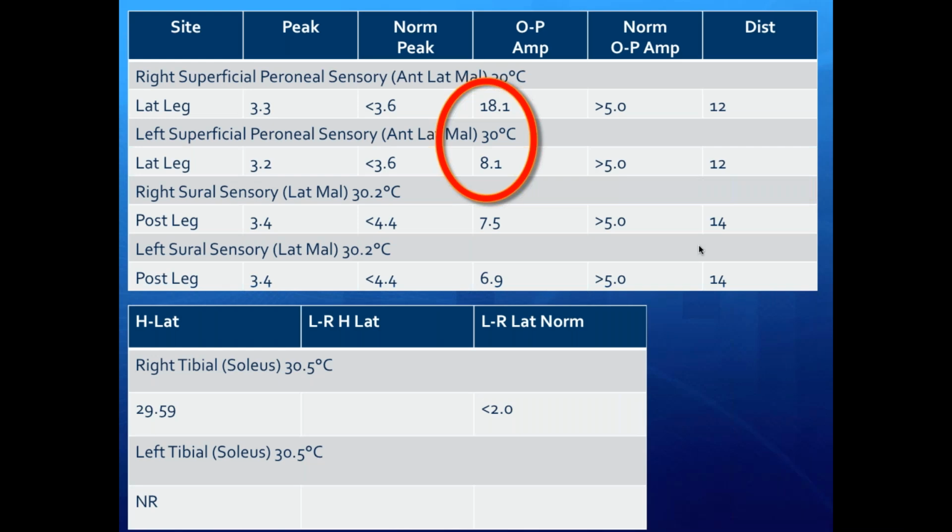And then the other, you also stole my thunder here, but we look at comparing the amplitudes. And we see that there is definitely a side-to-side difference of the superficial peroneal sensory nerve on the right compared to the left. Again, they're both above the norm. Norm is 5 in this case, but we have a difference from 18 to 8. So we have a significant difference, and for limb-to-limb comparisons, usually about 50% is the acceptable range between contralateral sides. And this is obviously above 50%. So we have some more findings to discuss.